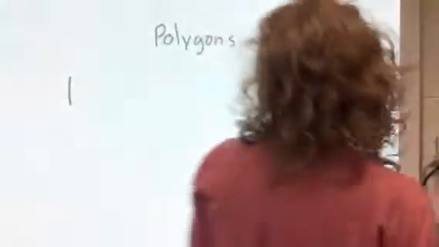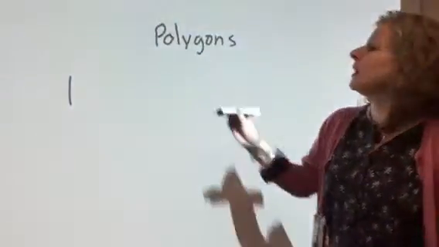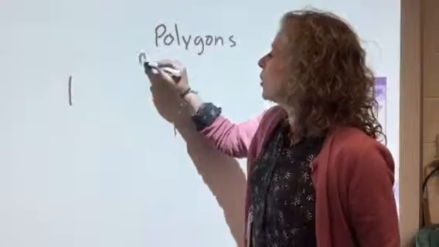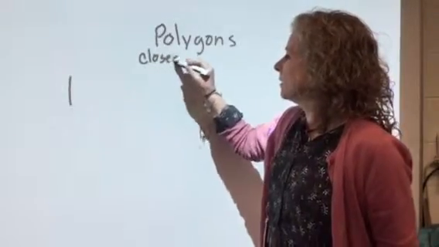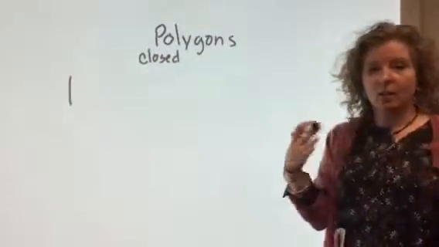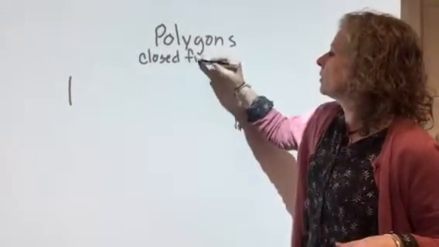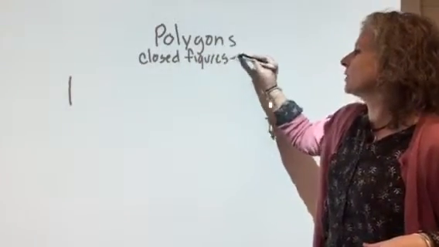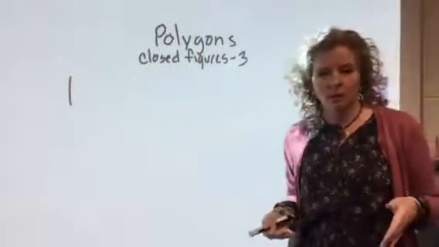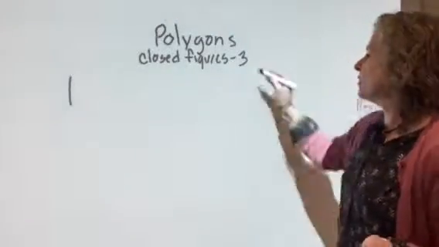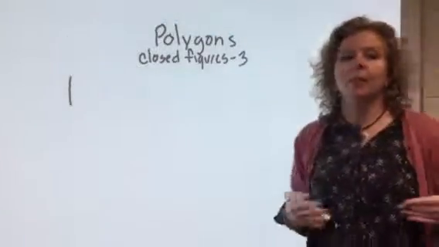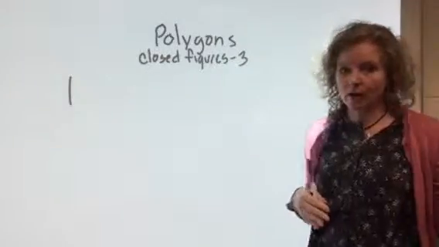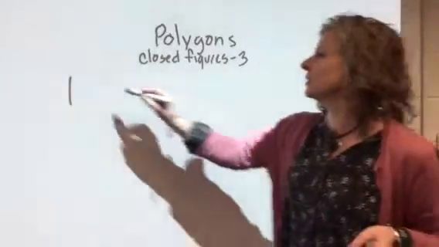All right, for a quick review of polygons, polygons are closed figures. That just means edges meet, closed figures with 3 or more sides. So we want to be organized when we're dealing with our polygons. So when we first think about 3 or more sides, let's think about 3-sided figures. What do we call a 3-sided figure?